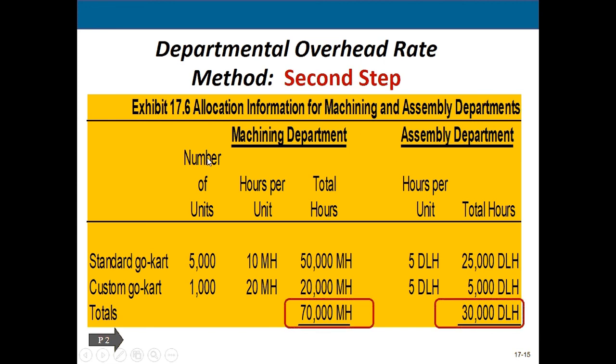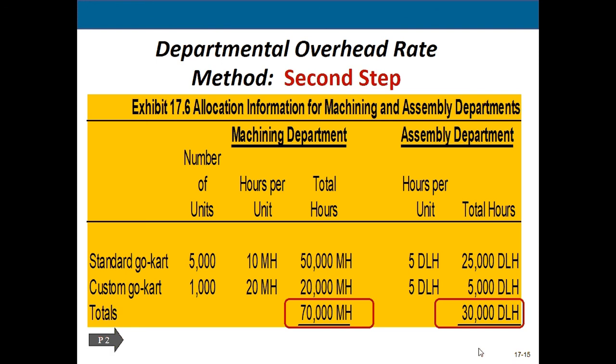Now if we start breaking this out, we have to make some assumptions here. We're talking about the machining department here and the assembly department over here. Still have standard, still have custom, and here's the number of units. So we're saying the standard go-karts are going to take 10 machine hours per unit and 5 direct labor hours per unit. Well, 10 machine hours per unit, 5,000 units is 50,000 machine hours. 5 hours at 5,000 units, 25,000 direct labor hours. So for the machining department, we're estimating 70,000 machine hours. For the assembly department, we're estimating 30,000 direct labor hours.